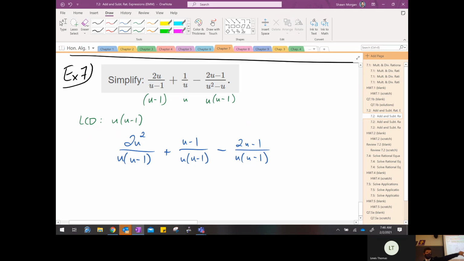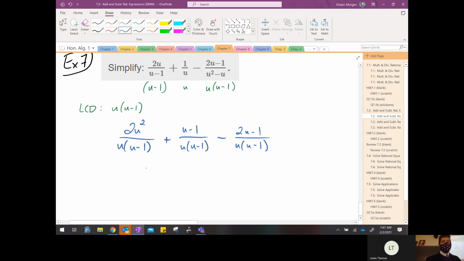Now we're going to go across the top. Here's where we have to be careful though. Okay, cuidado in Espanol. Caution. Okay, 2u squared plus u minus 1. Pause for dramatic effect. Joe Edwards, what now?